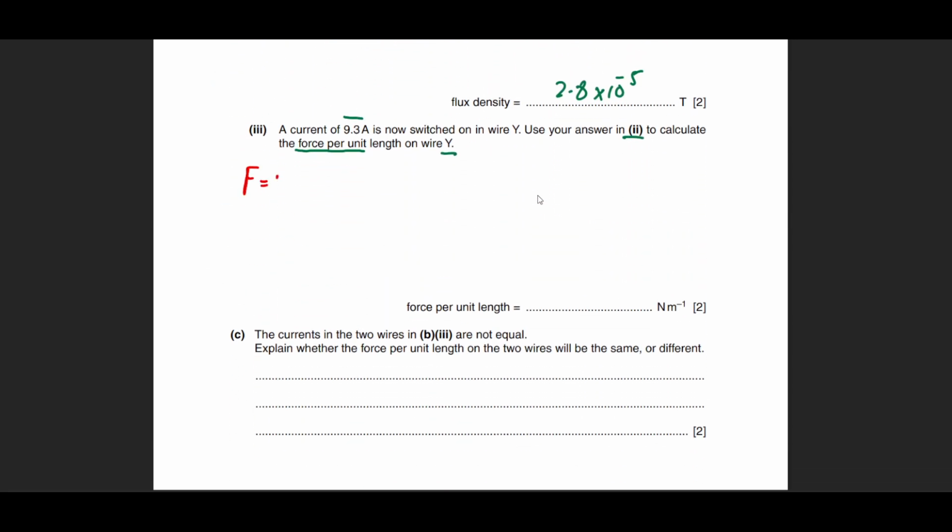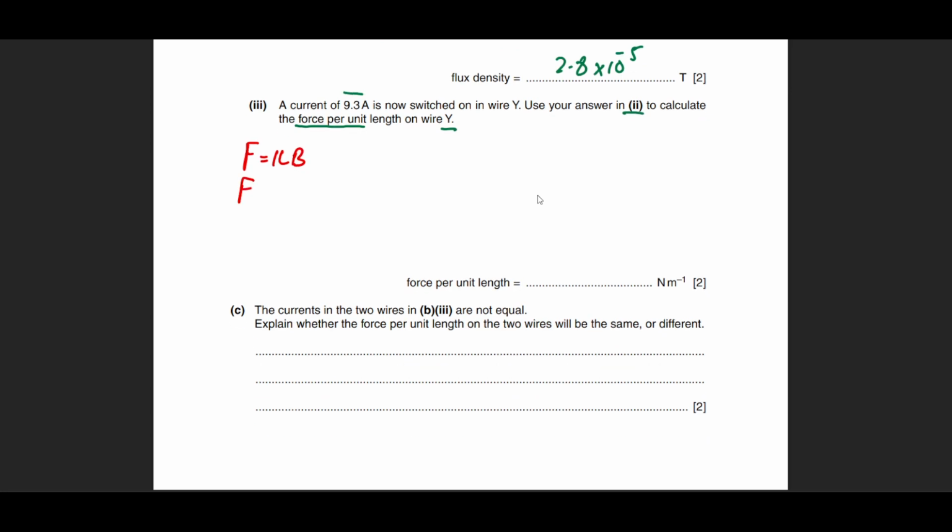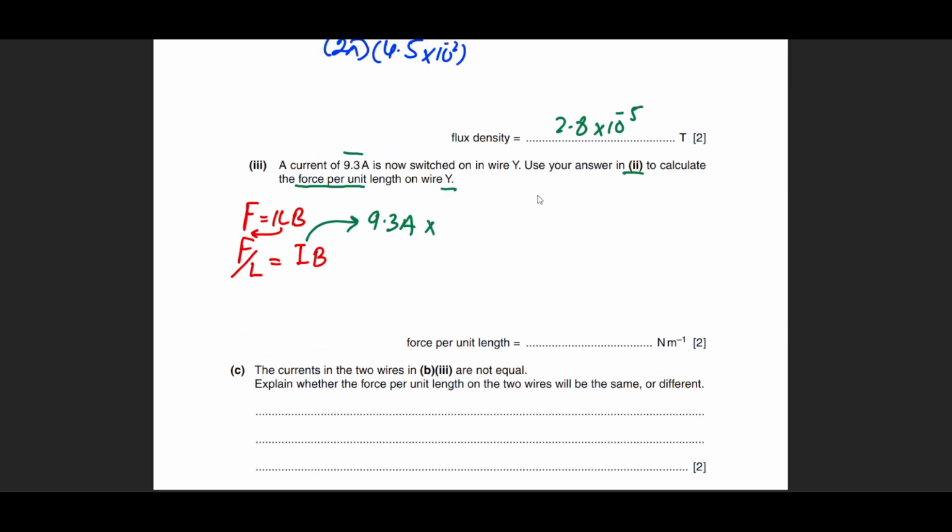So F = ILB sin θ. Force experienced, now since it's force per unit length, I'm going to take length over there. So this is going to be F/L = current × magnetic field strength. You see, the current is actually 9.3 amperes multiplied by the magnetic field caused by the other wire, which is 2.8 × 10^-5, which gives me the answer of 2.6 × 10^-4.